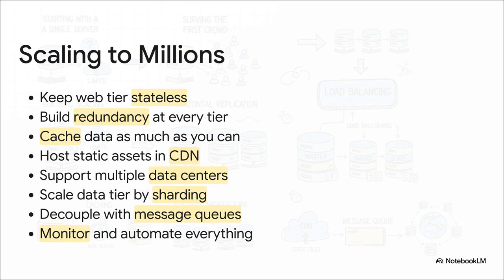All right, these are pretty much the core principles. This is the playbook. You got to keep that web tier stateless for flexibility. Build in redundancy everywhere, at every single layer. Cache everything you can. Use the CDN for your static stuff. Go global with multiple data centers. Decouple your services with message queues. And finally, for massive scale, you scale the database itself by sharding it, which is just a fancy way of saying you split your data across a bunch of different databases. This right here is how you build a system that can handle millions of users.